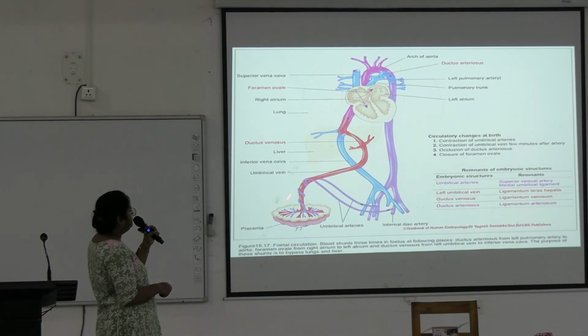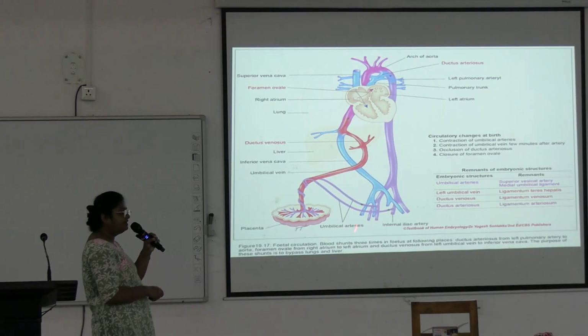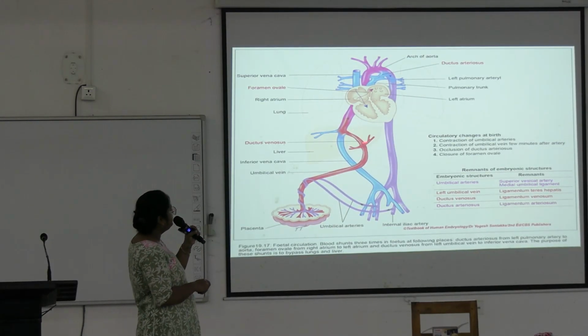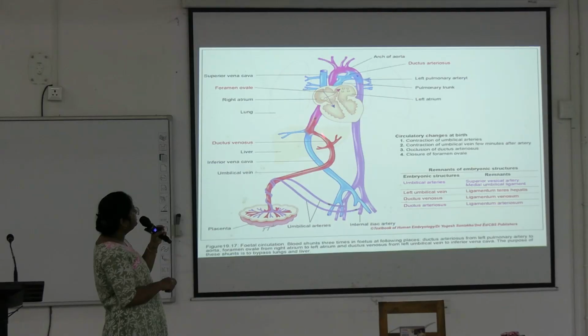And see here, the oxygenated blood enters through the umbilical vein, and this umbilical vein enters the liver. It is giving branches to the liver, and some part of the blood is directly shunted via the ductus venosus into the inferior vena cava. Here mixing of blood occurs. Blood coming from the lower limb via the inferior vena cava joins with the oxygenated blood coming from the placenta. Then through the inferior vena cava, it enters the right atrium.